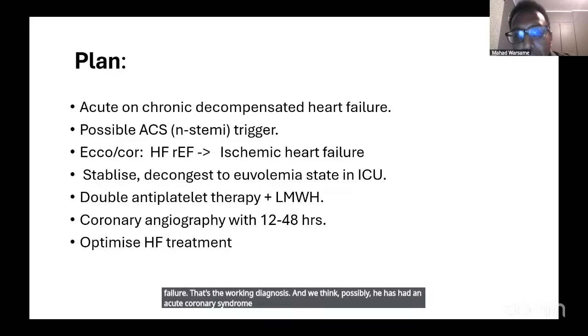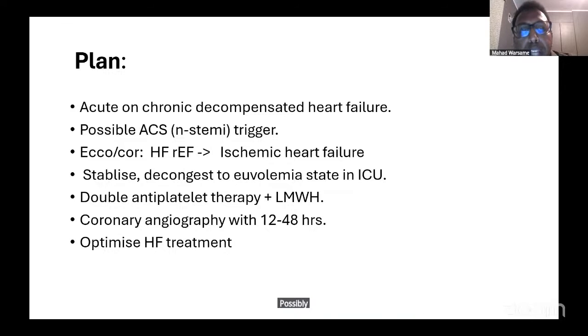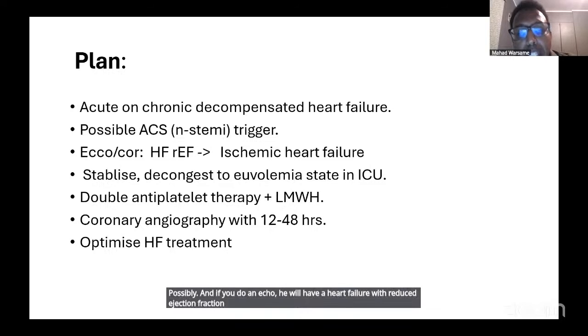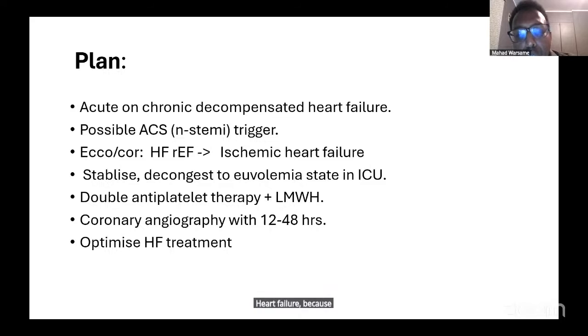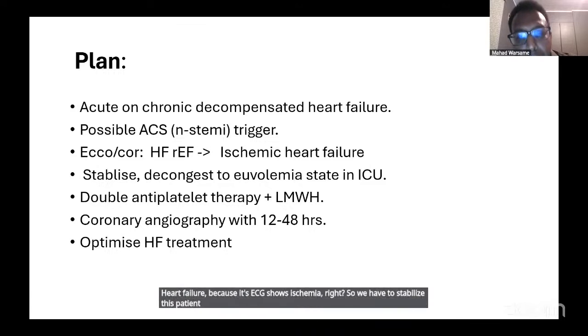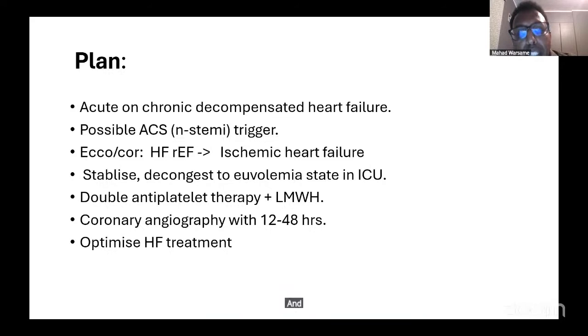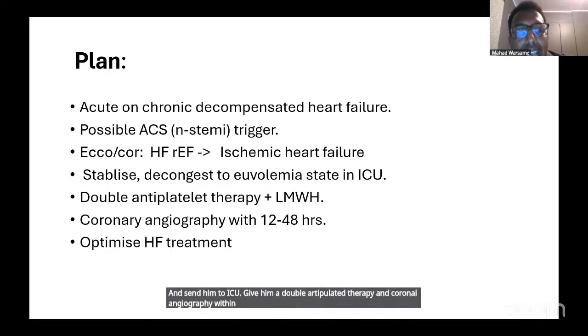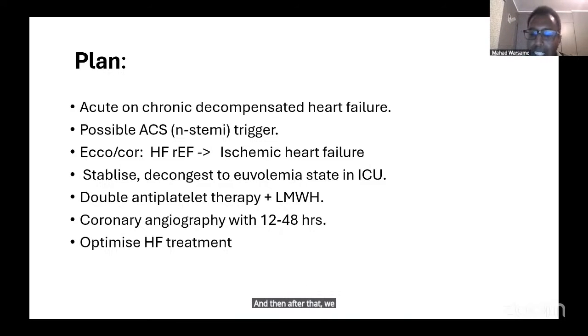It's NSTEMI, possibly. And if you do an echo, he will have heart failure with reduced ejection fraction, possibly ischemic heart failure because his ECG shows ischemia, right? So we have to stabilize this patient, decongest him first, and send him to ICU, give him a double antiplatelet therapy and coronary angiography within 12 to 48 hours. And then after that, we have to optimize his heart failure treatment. He's in stage C, which we don't want to be.